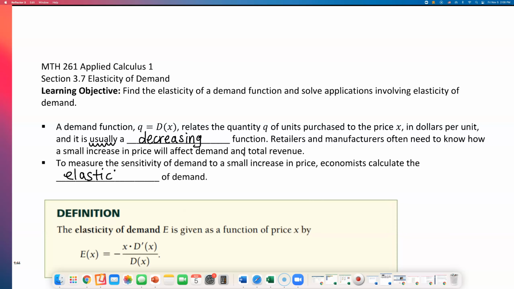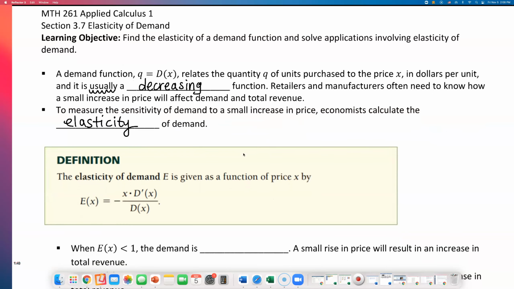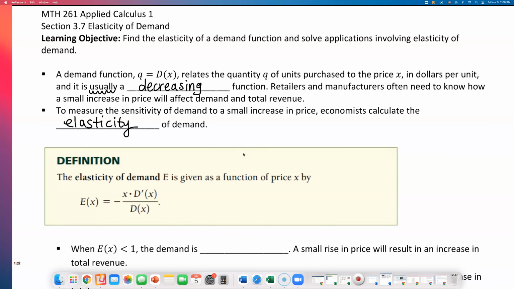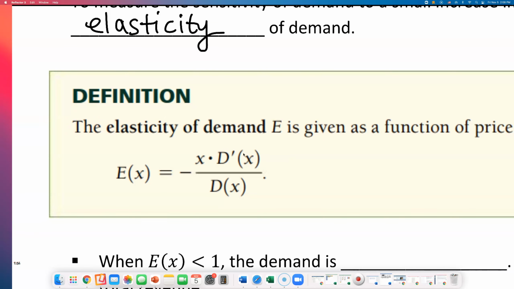So here's a word, elasticity of demand. And the formula goes like this. We're going to use calculus to find this. The elasticity of demand function, E of x, is not just the derivative of D of x. What we have to do is multiply, so it's going to be negative x times the derivative of the demand function divided by the demand function. Okay, I'll show you how to do this.